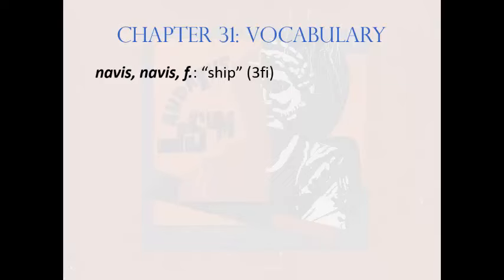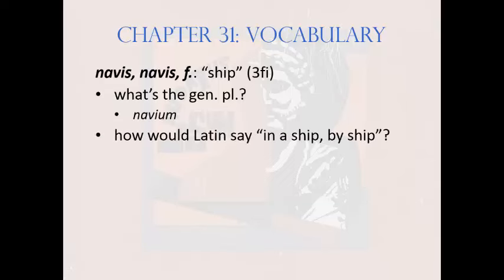A third declension I stem noun, which means its genitive plural will be navium. How would Latin say in a ship or by ship? That's the ablative of means, right? And does the ablative of means use a preposition? No. So what's the ablative singular ending of a third declension feminine I stem noun? Is it I? No.